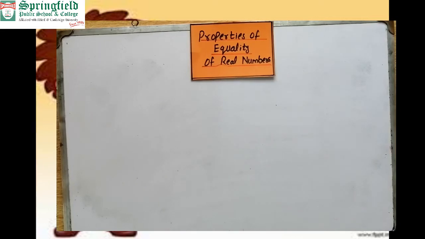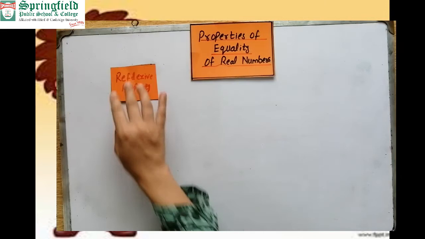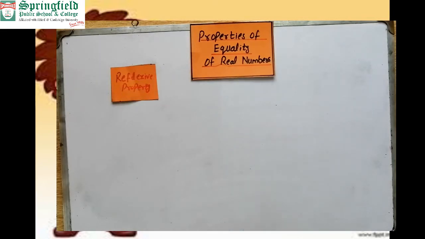So the first property is reflexive. Okay, reflexive property. Fine. The first one is the reflexive property. Which type of property is called the reflexive property?